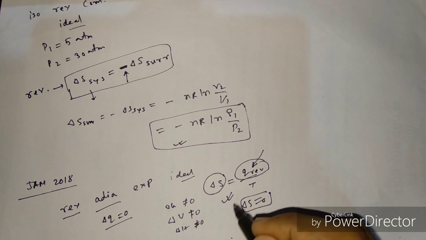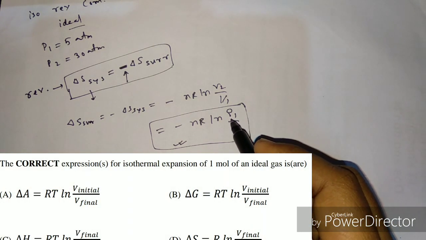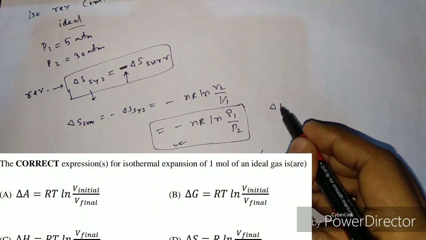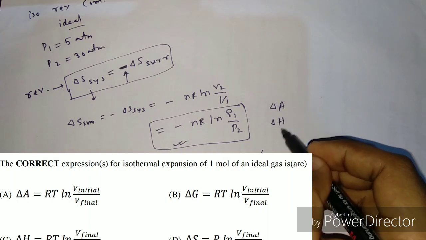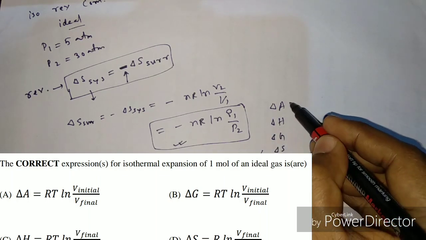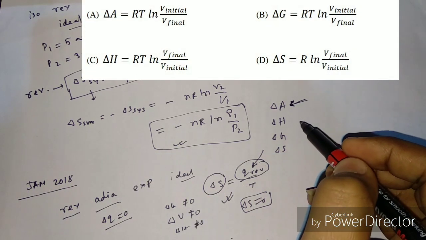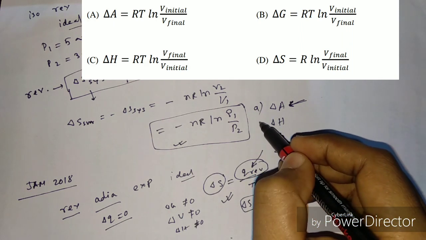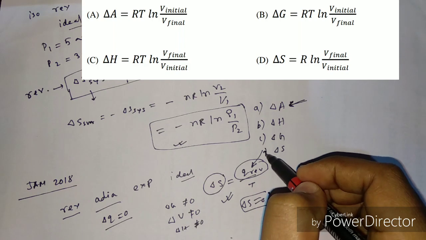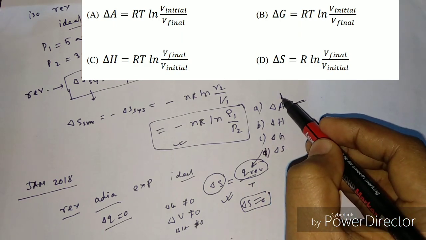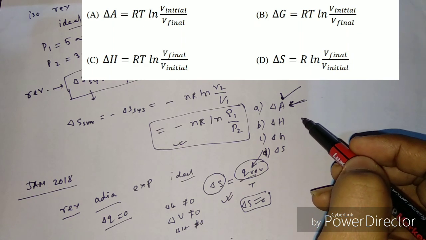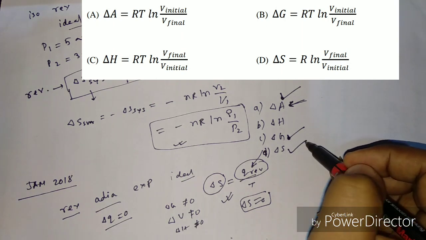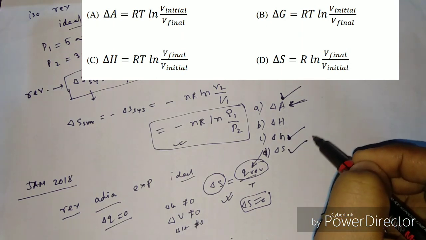Now coming to the next question: the correct expression for isothermal expansion of 1 mole of ideal gas. You have to know all the relations, that is, Helmholtz free energy, delta H, delta G, delta S, and you can see the options on the screen. The correct option is delta A equals RT ln V initial by V final, delta G equals RT ln V initial by V final, and delta S equals R ln V final by V initial. So you have to know all the relations.